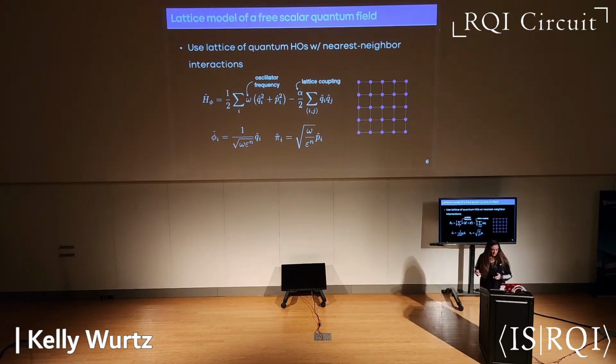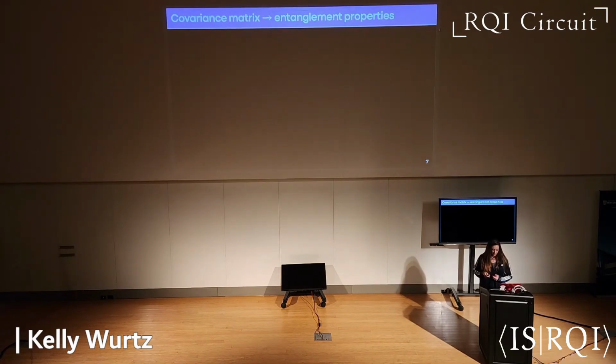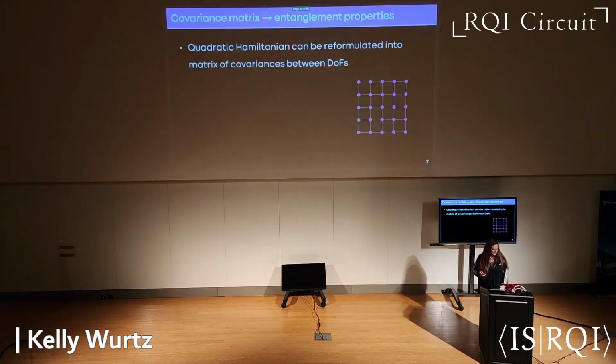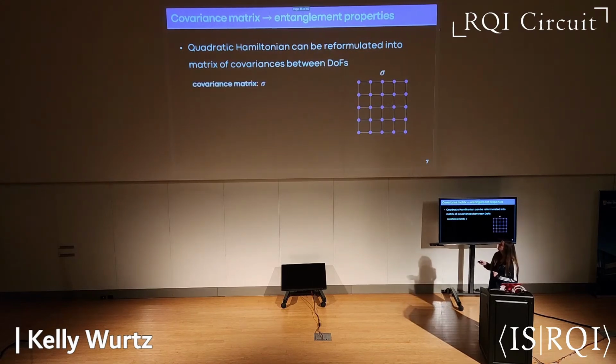Now, because this Hamiltonian is quadratic in position and momentum, which means it represents a Gaussian state, there exists a corresponding covariance matrix, which is a matrix of the covariances, or one could say correlations, between all the degrees of freedom in the system. And we usually will call this sigma. Now, sigma is the covariance matrix representing our quantum field, which, remember, we've effectively put in a box by imposing a UV and IR cutoff.